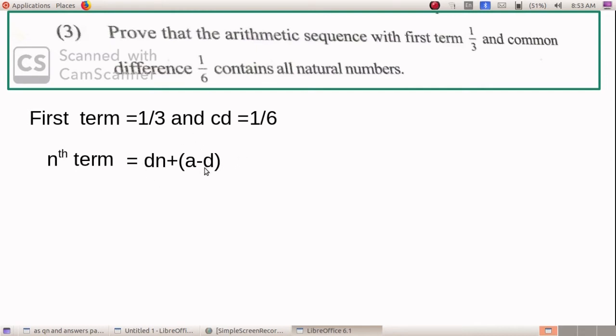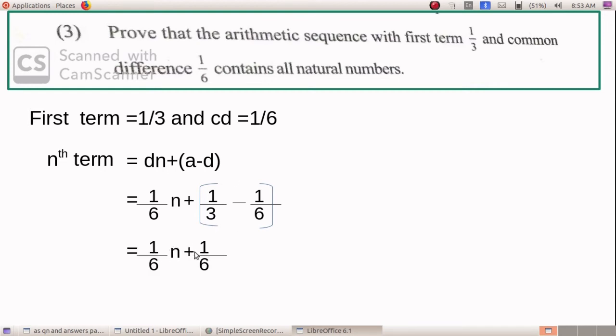The nth term is in the form of an plus b. d is substituted by 1 by 6 and a is substituted by 1 by 3. Therefore this will be 1 by 6 n plus 1 by 3 minus 1 by 6. Now the bracket alone: 1 by 3 is 2 times 1 by 6. From 2 times 1 by 6, when 1 by 6 is subtracted, the bracket reduces to 1 by 6. Therefore this will be 1 by 6 n plus 1 by 6.